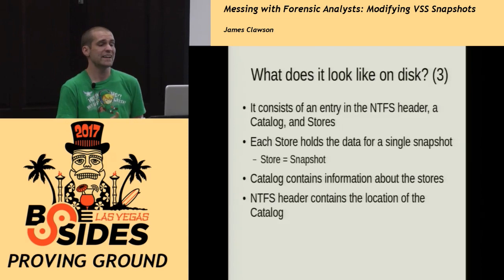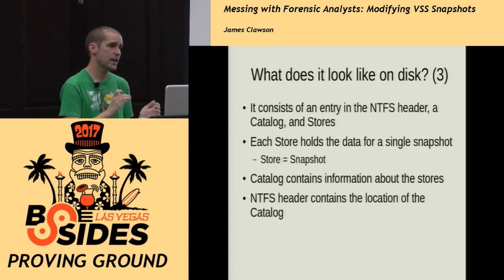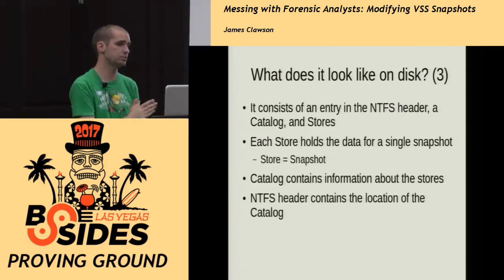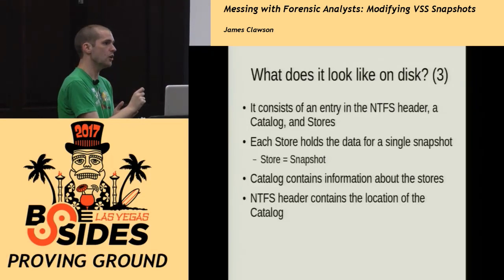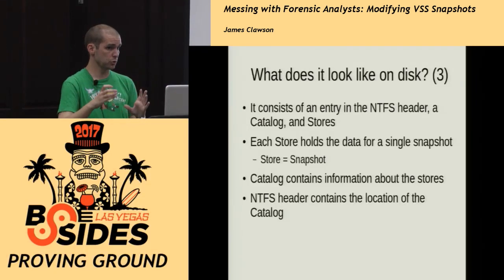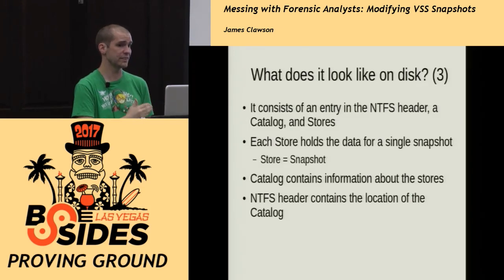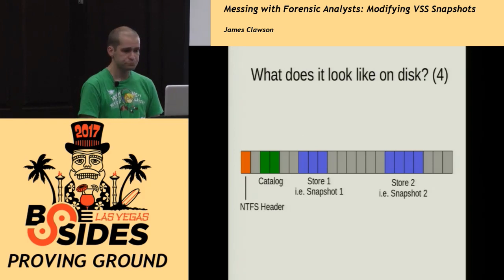All right, it consists of an NTFS header, a catalog, and stores. Each store holds a single snapshot. One snapshot, one store, one store, one snapshot. They're basically synonyms. The catalog contains information about the stores/snapshots, and the NTFS header simply tells us where to find the catalog. Let's go ahead and take a look at that on the disk.